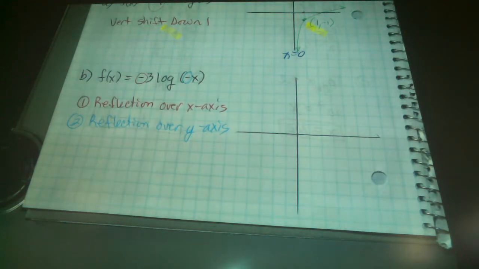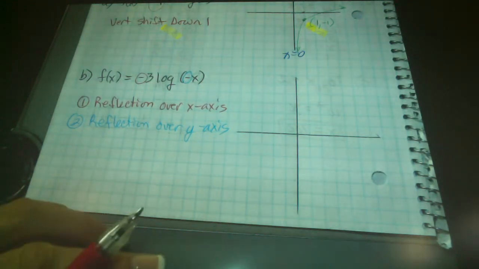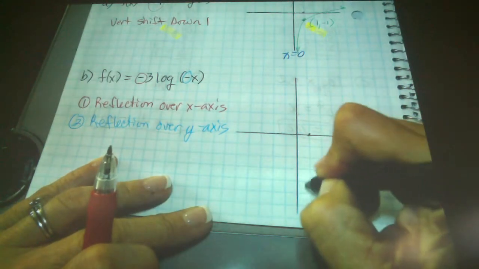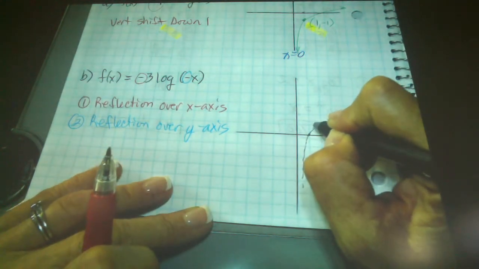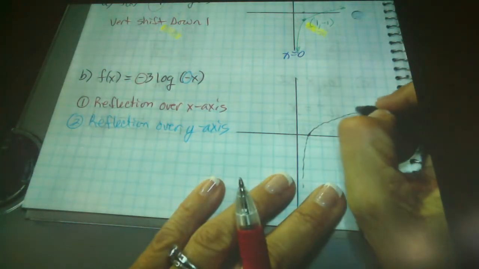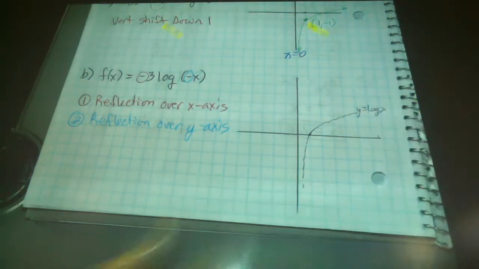So originally, my line was here. And this is a log. So that's your normal log, y equals log of x. So I dotted it on purpose because that's not the graph I want.